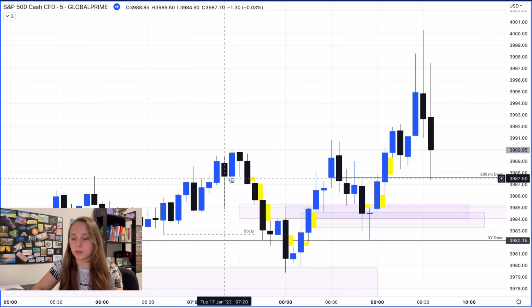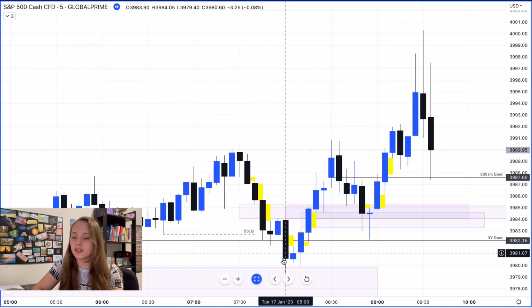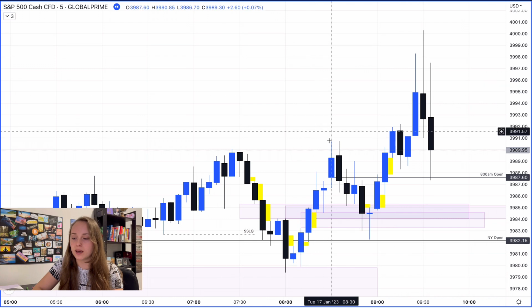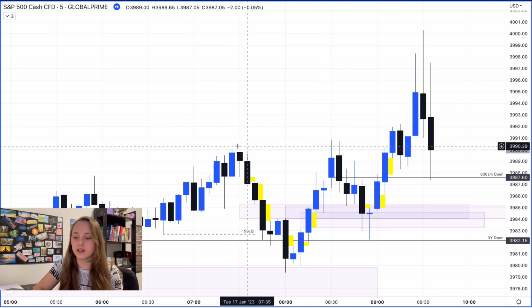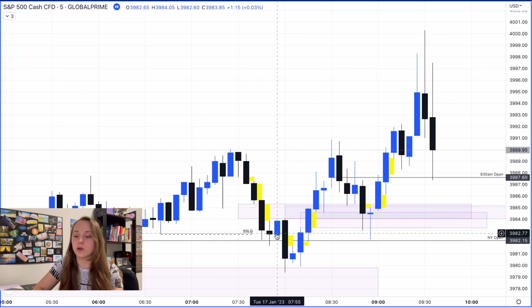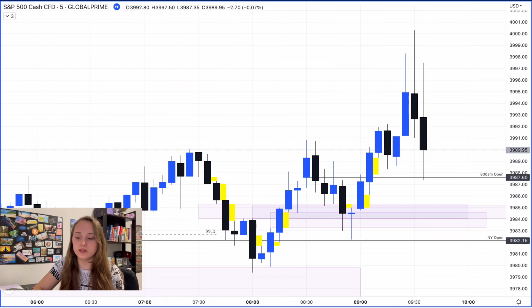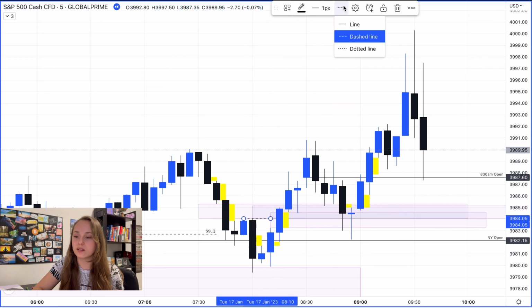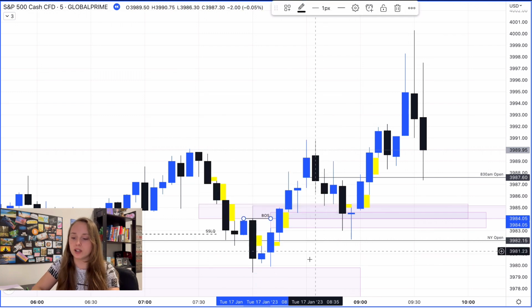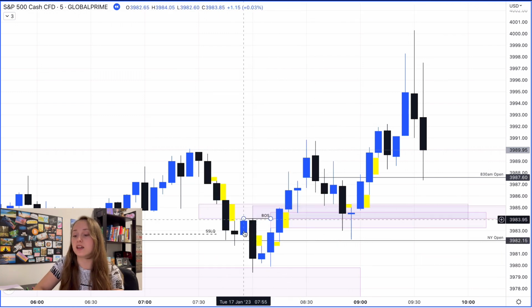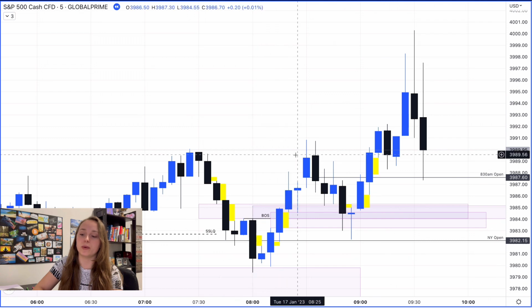Right? Boom. Takes that money. And then it passes up. We could even say that this is a break of structure right here because it just breaks it. Or we could even use this one down here as a BOS. Break of structure, because this is technically a swing high being broken.